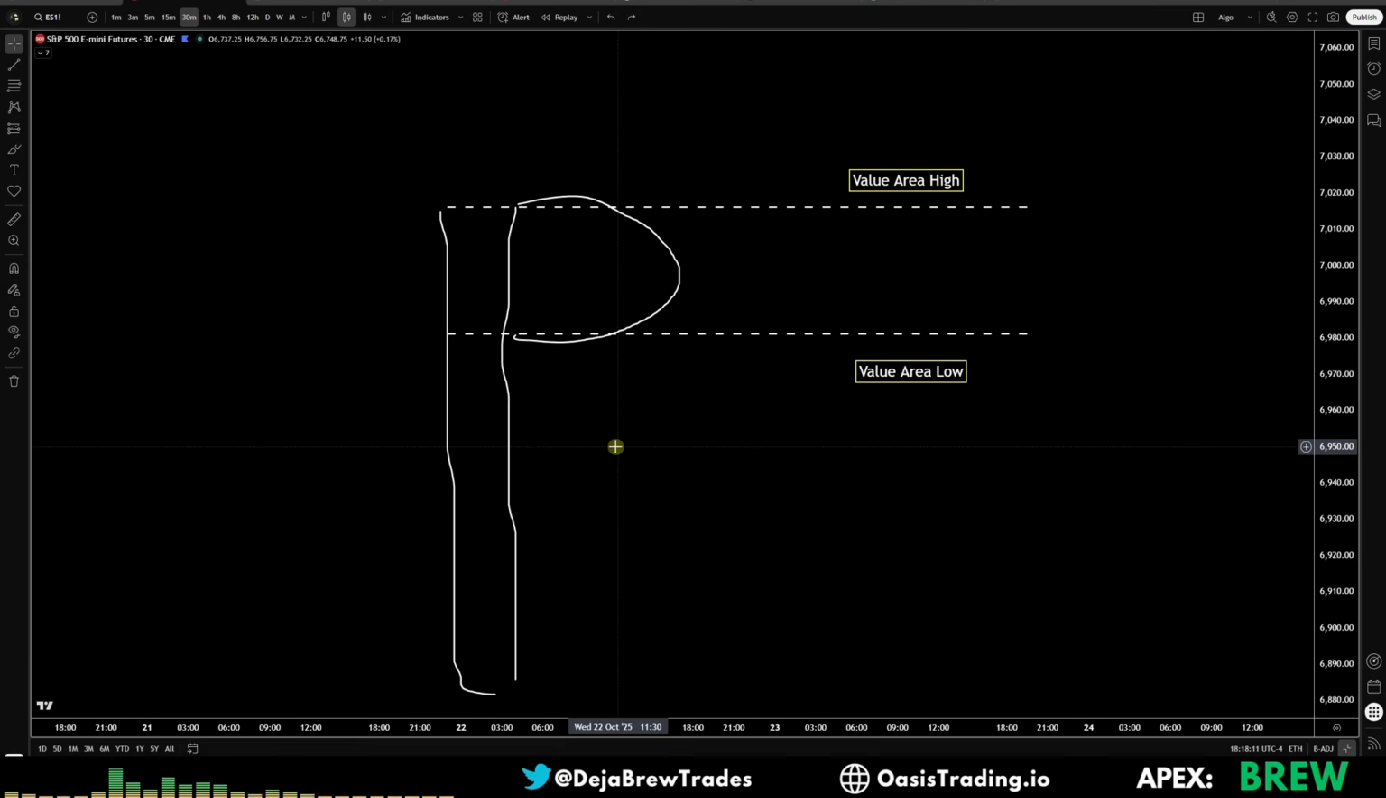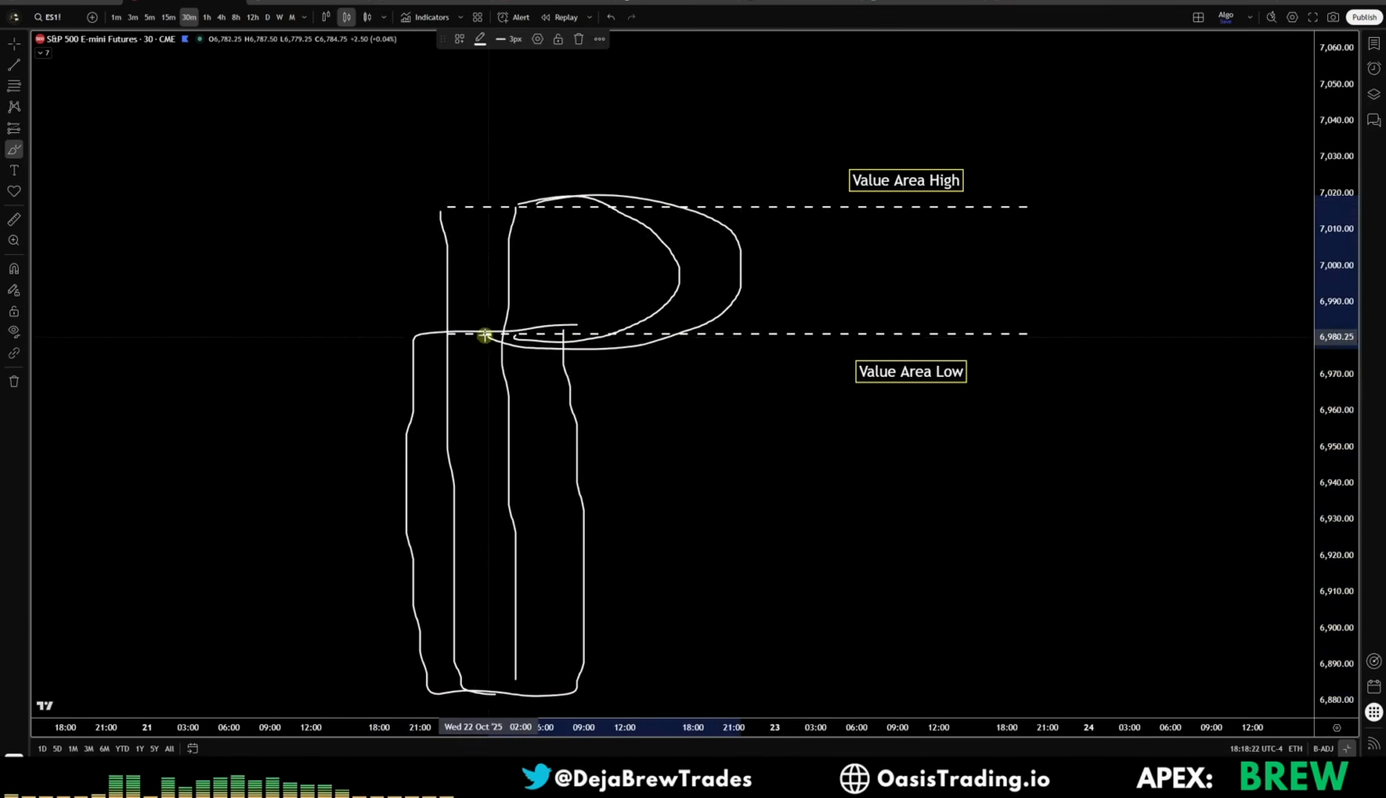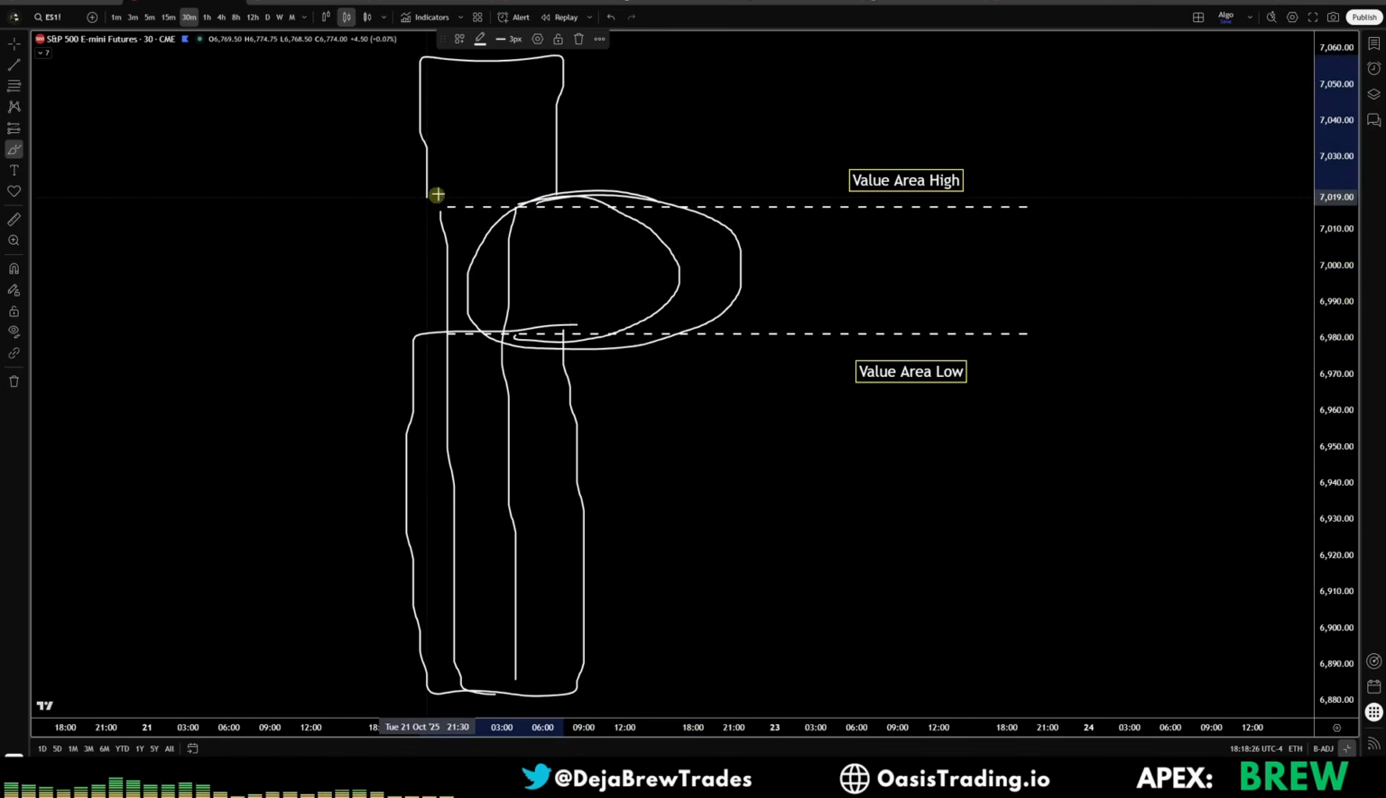So how do we determine a tail extension? Think about a capital P shape. What does it have? It has a long lower tail. It has a choppy high volume node, but it does not have a long upper tail. The upper tail is basically not there. It's very weak.